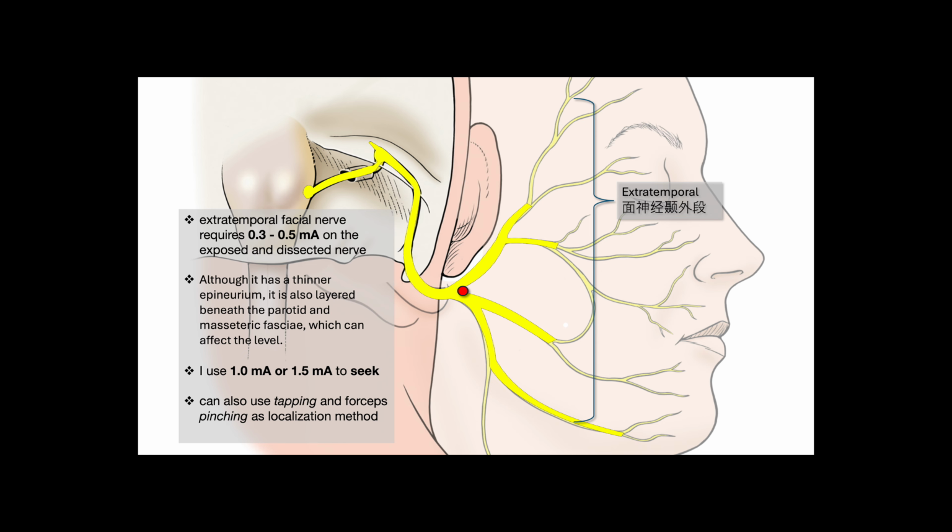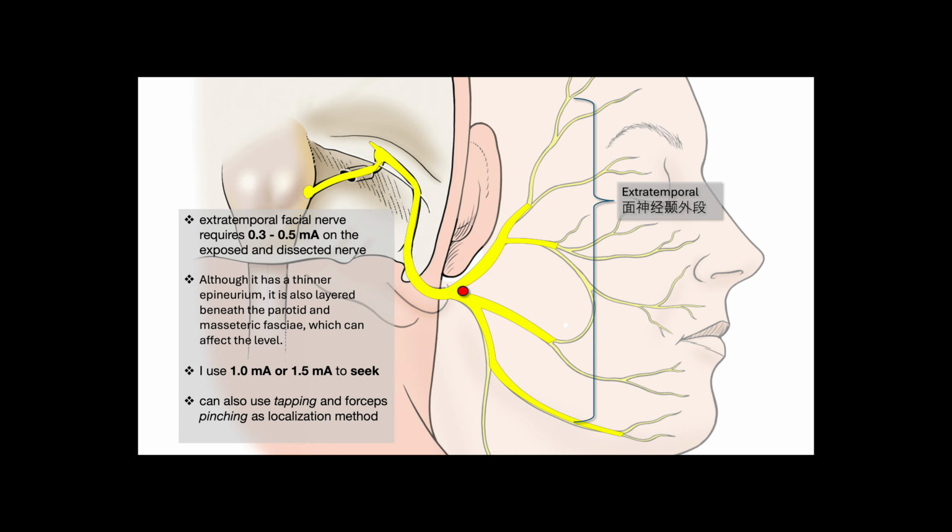After emerging from the stylomastoid foramen, the extratemporal segment of the facial nerve can be stimulated at low current once the trunk is fully exposed. Typical thresholds range from 0.3 to 0.5 milliamps on a clean dissected surface. Although the epineurium here is relatively thin, the nerve lies beneath layers of parotid and masseteric fascia, and this soft tissue covering influences the effective threshold.